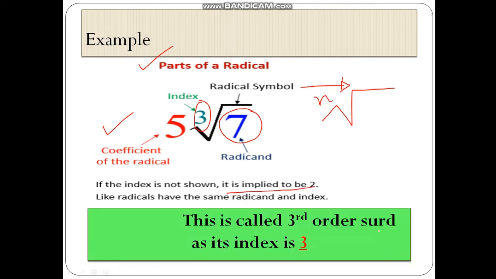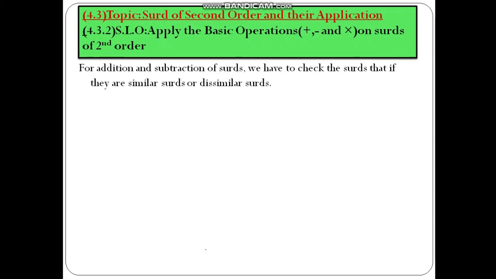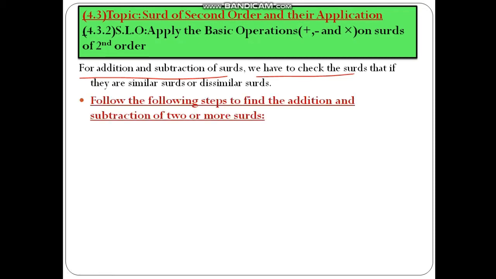If we are saying second order surds, then the index should be 2. Now let us discuss the topic of surd of second order and its application. We will apply the basic operations plus, minus, multiply on surds of second order. So how are we going to do that? For addition and subtraction of surds, whenever we are going to add and subtract two surds, we have to check first of all whether they are similar surds or dissimilar surds. Means they are similar, एक जैसे surds हैं या dissimilar हैं.